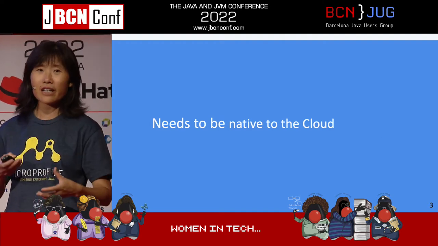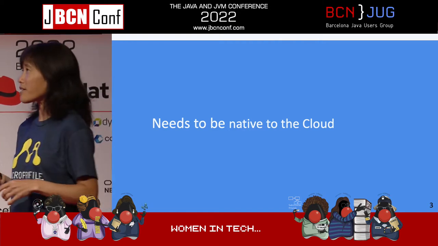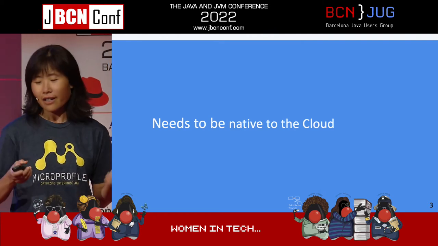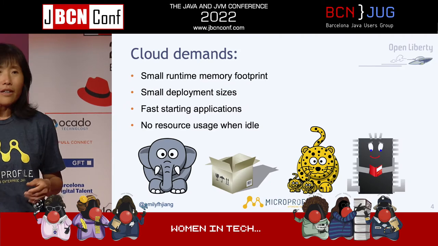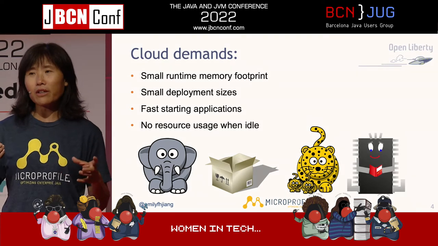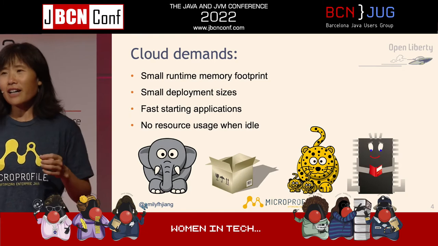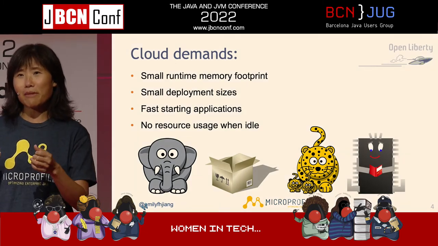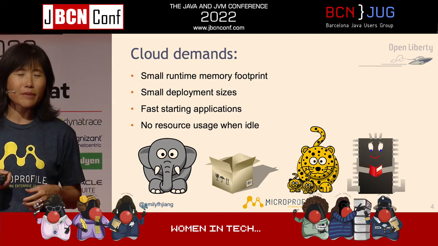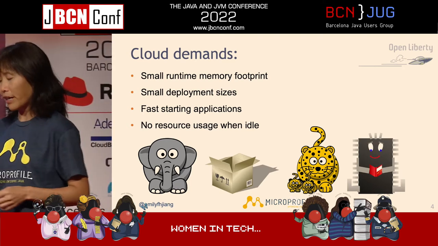If it's native to the cloud, you can just deploy to the cloud and still be able to work. You just add a little bit of quality of services, and it will be working fine. So what does cloud native mean? Basically, if you deploy things to the cloud, remember all the memory, all the minutes, all the milliseconds cost money. So your application needs to be small, and it also needs to run fast.